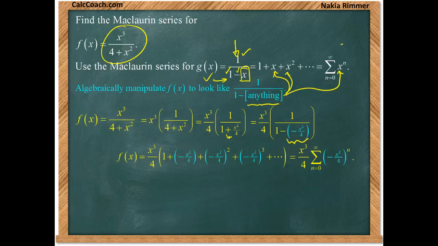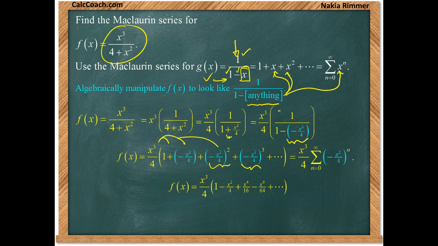If we just want the first few terms, then we just distribute. After simplifying, first let's simplify. We'll have 1 minus x squared over 4. Then we'll have plus x to the 4th over 16 by squaring this term out. And then by cubing, we'll have minus x to the 6th over 64. And now we'll distribute in.